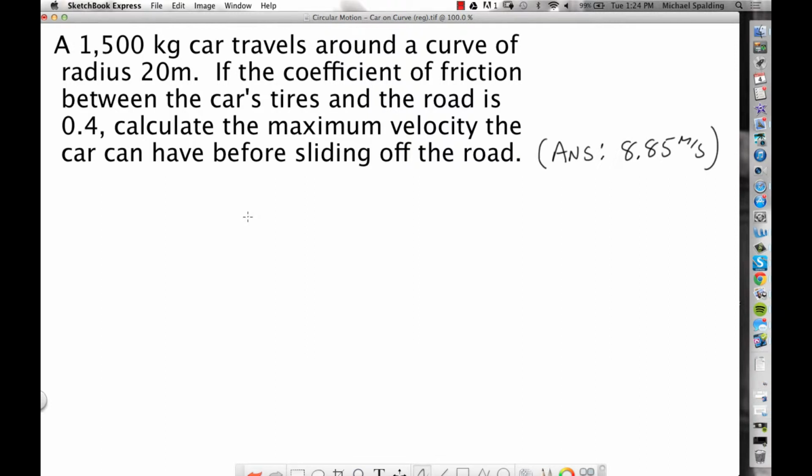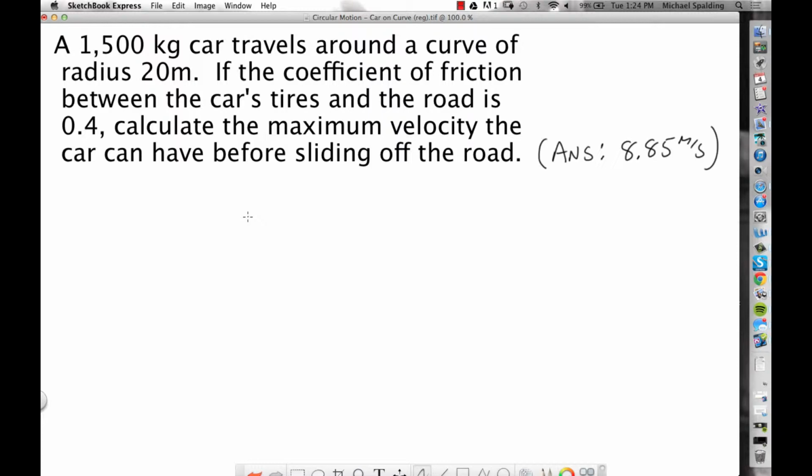Okay, so for this problem, we have a car going around a curve in the road. A curve in the road is a circular path. We're going to figure out the maximum velocity the car can have before it starts to slide out of its circular path by following the 3 steps to a force problem.